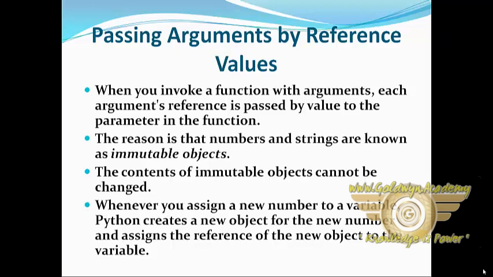Because all data are objects in Python, a variable for an object is actually a reference to the object. When you invoke a function with an argument, the reference value of each argument is passed to the parameter. This is referred to as pass by value in terminology. The value is actually a reference value to the object. Whenever you assign a new number to a variable, Python creates a new object for the new number and assigns the reference of the new object to the variable.